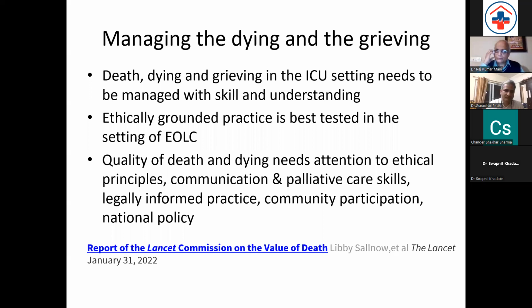They reviewed everything, all the intersections on the issue of death and dying. Multiple: not only the medical and scientific, but also the social, historical, even the environmental and the religious, everything brought together. And what were their findings? Death, dying, and grieving in the ICU setting needs to be managed with skill and understanding. Ethically grounded practice is best tested in the setting of the ICU. Quality of death and dying needs attention to ethical principles, communication and palliative care skills, legally informed practice, community participation, and national policy.